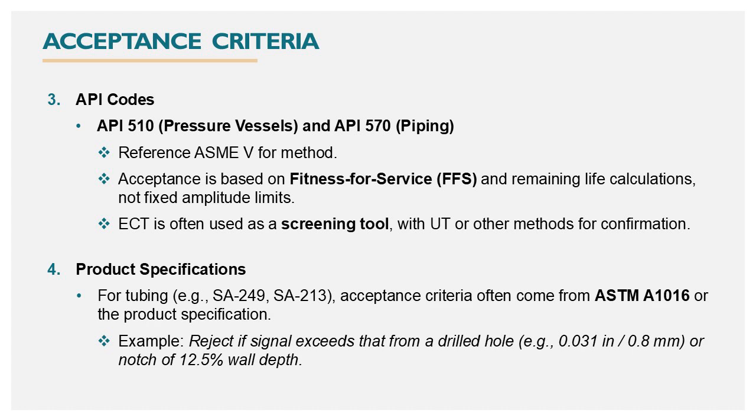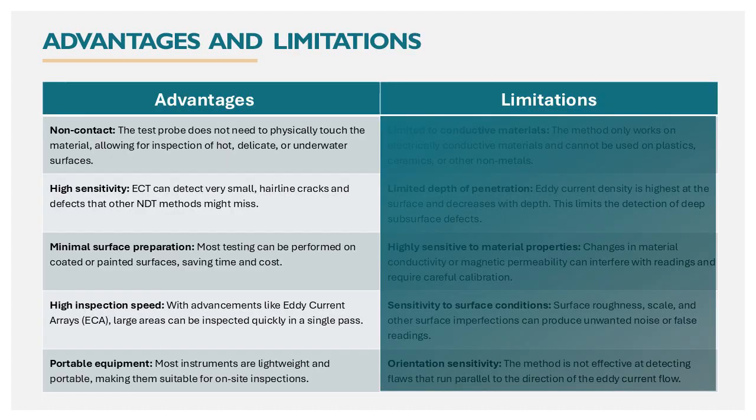The advantages of eddy current testing. Number 1 is non-contact. The test probe does not need to physically touch the material, allowing for inspection of hot, delicate, or underwater surfaces. Number 2 is high sensitivity. Eddy current testing can detect very small, hairline cracks and defects that other NDT methods might miss. Number 3 is minimal surface preparation. Most testing can be performed on coated or painted surfaces, saving time and cost.